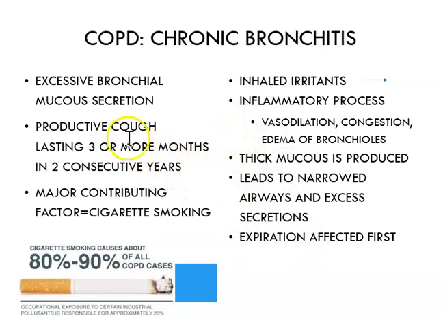Chronic bronchitis is a disorder of excessive bronchial mucus secretion. The excessive secretion is creating an airway obstruction. They're going to have a productive cough that lasts for quite a long time, possibly three or four months in two consecutive years. Some of them never stop coughing. The major contributing factor, again, is going to be smoking, so you want to educate these patients on quitting. And inhaled irritants, again, are going to be a big one.